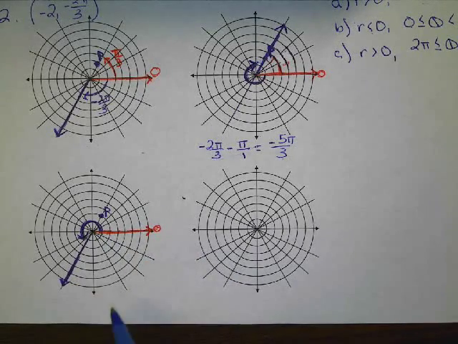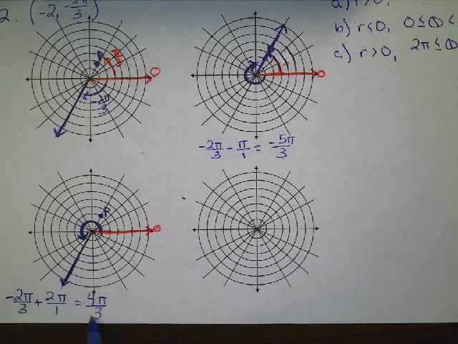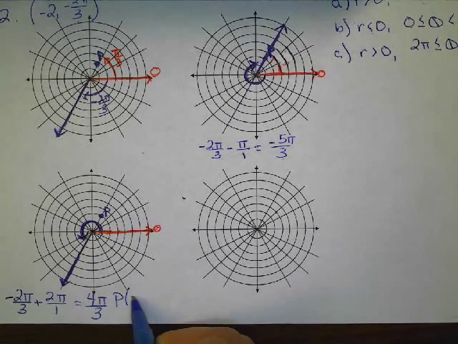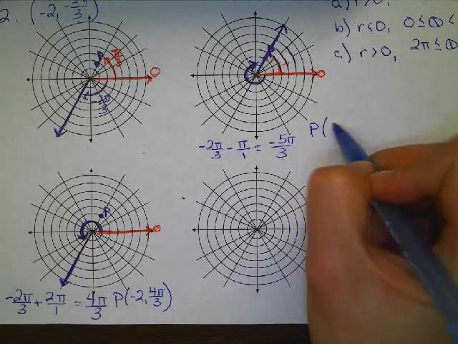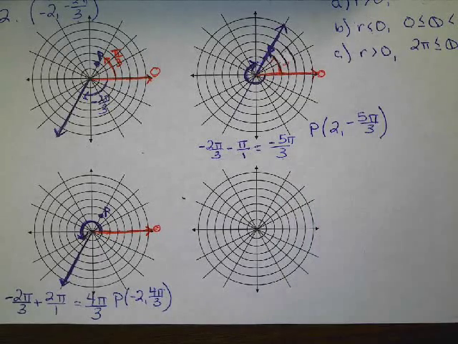You can figure that out by taking negative 2 pi over 3 and adding 2 pi to it. And then after you get a common denominator, that ends up being 4 pi over 3. So this point is at negative 2, 4 pi over 3. Oh, and A, I forgot to write down that point, is at 2, negative 5 pi over 3.